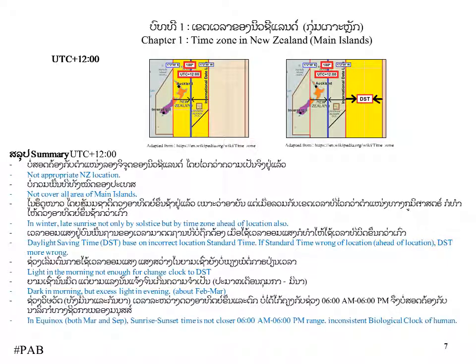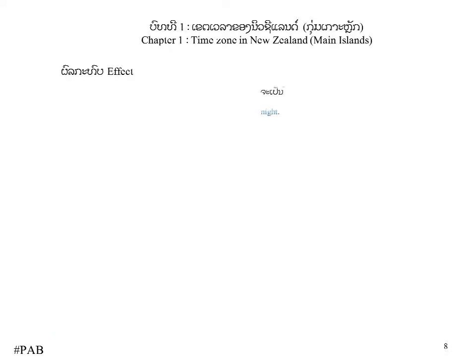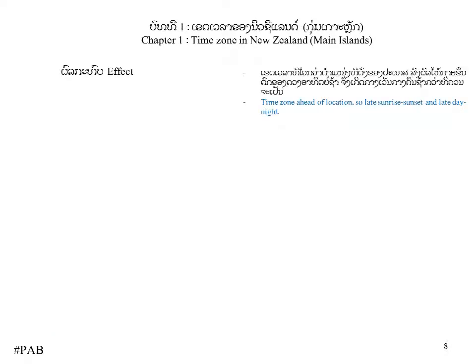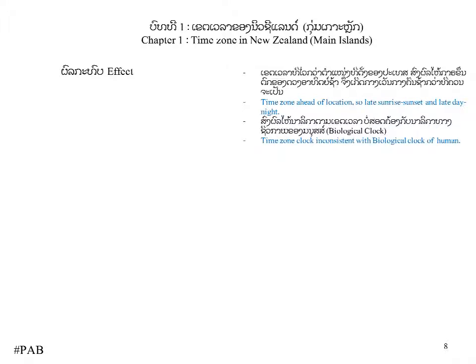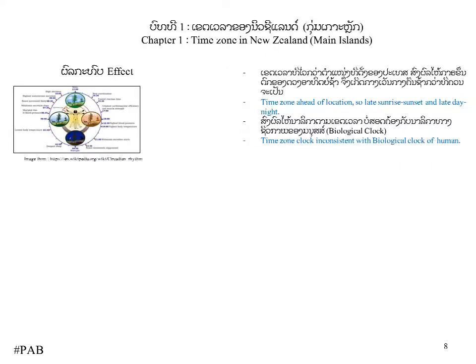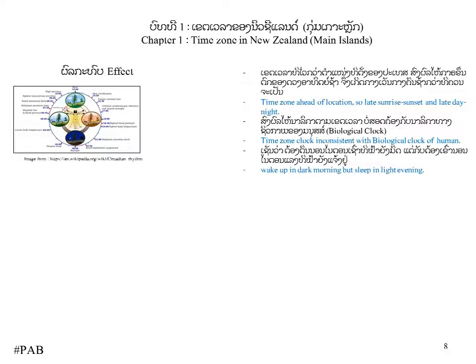In the equinox, sunlight and sunset time is not close to the 6 a.m. to 6 p.m. range, inconsistent with the biological clock of humans. Effect: the time zone is ahead of the location, so there is late sunlight, late sunset, and late day and night. The time zone clock is inconsistent with the biological clock of humans. People wake up in the dark morning but sleep in the light evening.